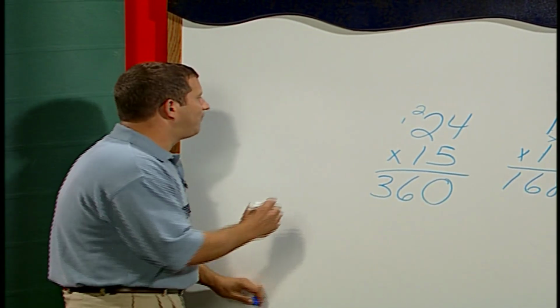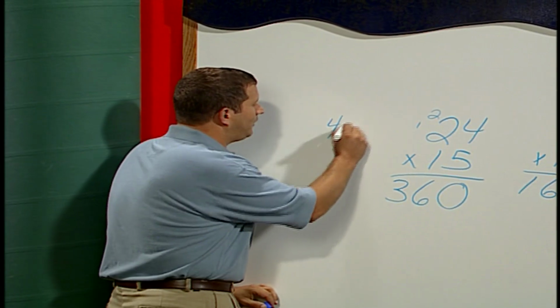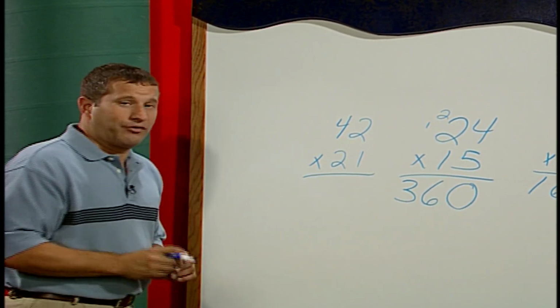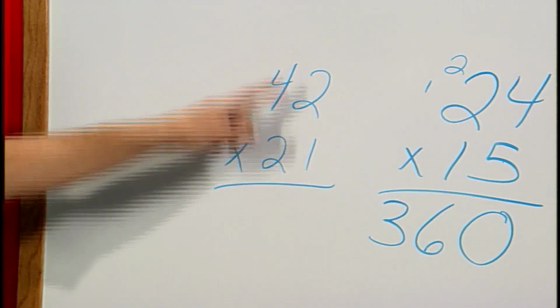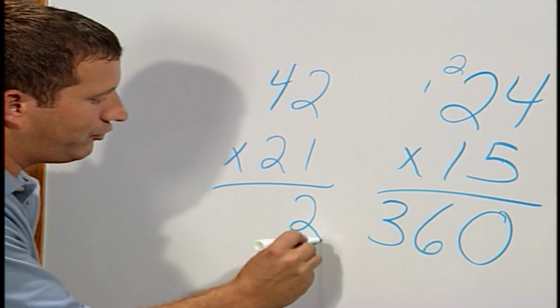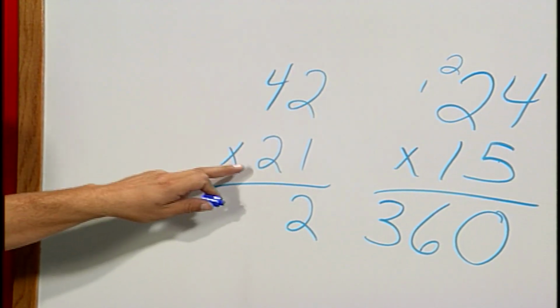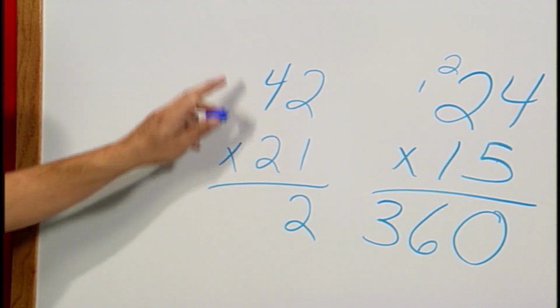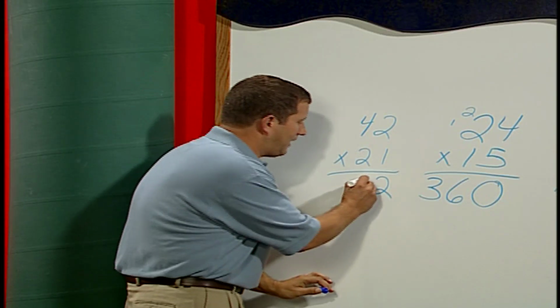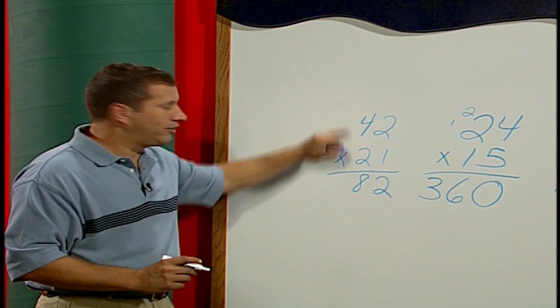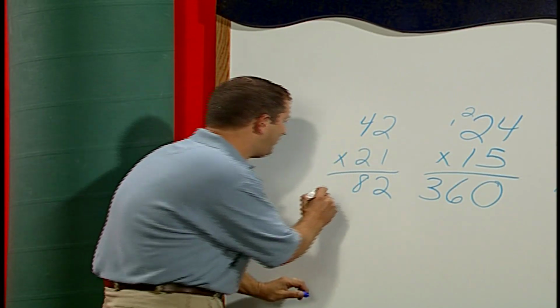Let's try one more. How about 42 times 21? First step is the right side. 2 times 1 is 2. And now we cross. 4 times 1 and 2 times 2 is both 4. So what's 4 plus 4? 8. And to get this left digit, multiply the numbers on the left. 4 times 2 is 8.